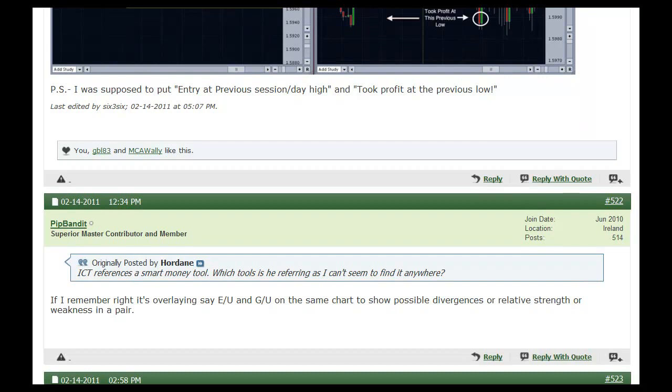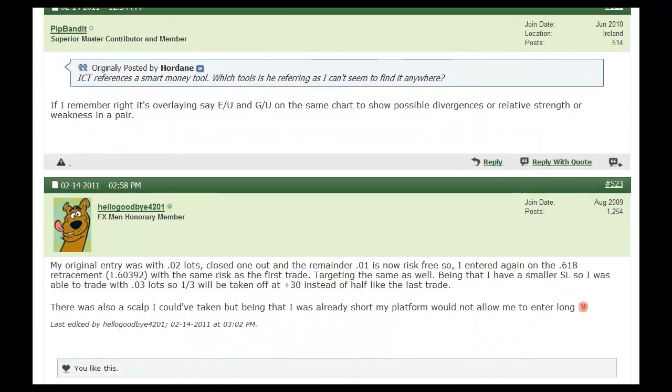Yes, an SMT is basically overlaying any closely correlated pair. The euro versus the dollar and the pound versus the dollar are my favorites, but you can trade the euro yen and pound yen because both of them have the same base cross currency being the yen. So they would be closely correlated, much like the fiber and cable. There are other ones, but those two are the primary ones that I track.